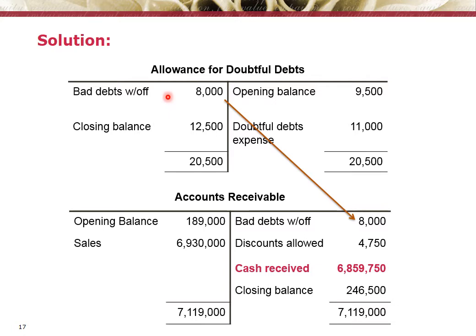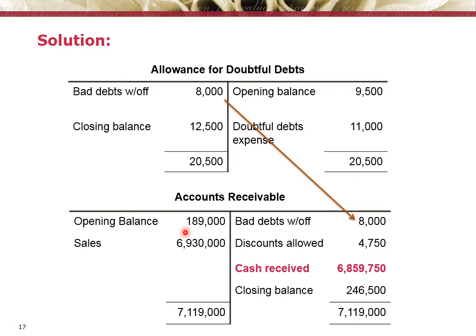Sales is usually a credit balance, so why are we putting it as a debit? Same principle as before with the doubtful debts. The sales increases the accounts receivable balance, therefore we put sales over on the left hand side of the T account. We also need to consider that discount allowed, $4,750. That would decrease the accounts receivable balance as well, so it goes on the right hand side. And we also need to consider the closing balance, which is $246,500.